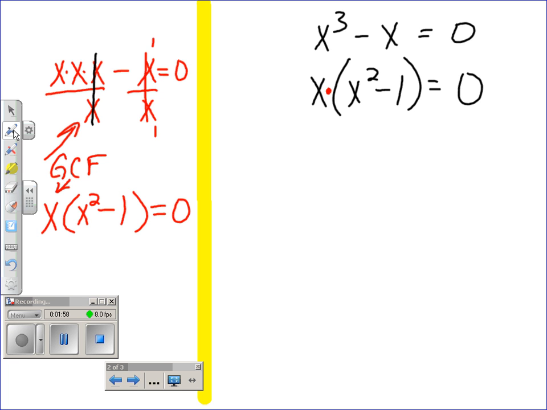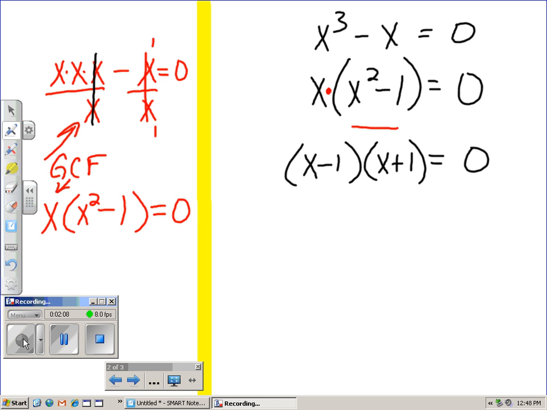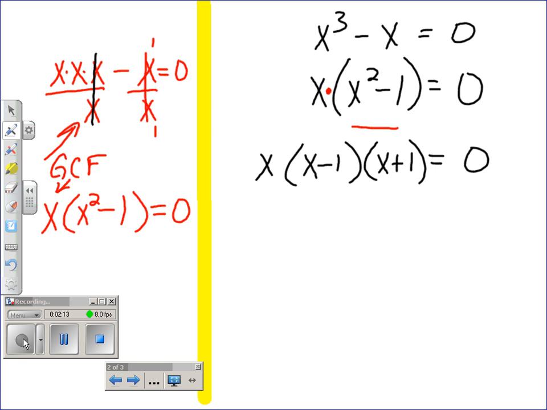Before I go on, I noticed that there's a special pattern right here. This x squared minus 1, by now you should be able to recognize that special pattern. It's going to factor easily into x minus 1 times x plus 1. Don't forget, you still have that x out front. So now we have three factors. You have one right here, and right here.